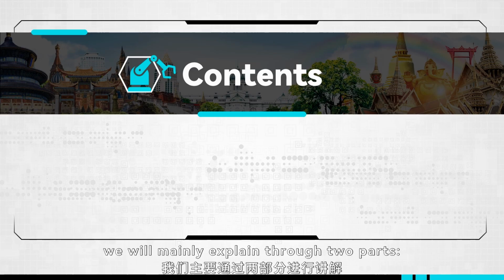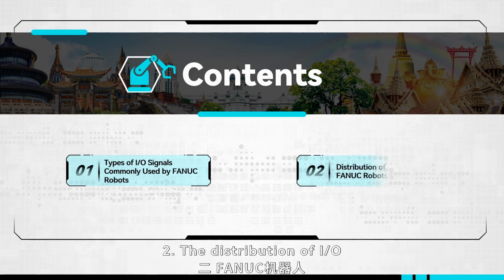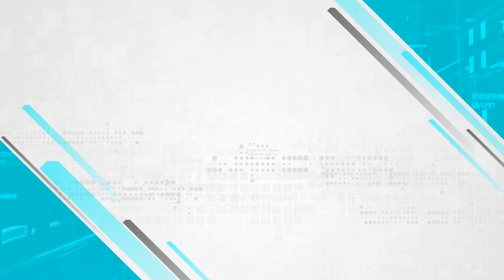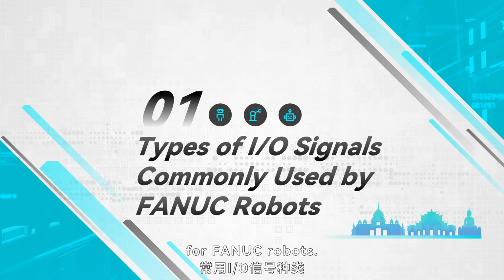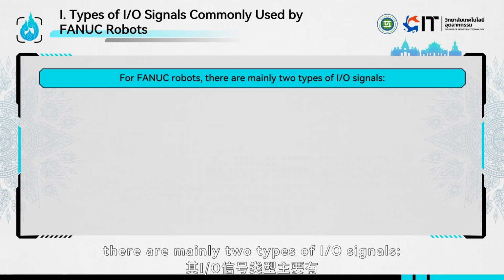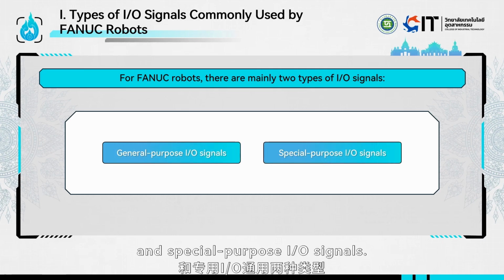In this lesson, we will mainly explain through two parts. 1. The types of I/O signals commonly used by FANUC robots. 2. The distribution of I/O for FANUC robots. Let's first learn about the common types of I/O signals for FANUC robots. For FANUC robots, there are mainly two types of I/O signals: general-purpose I/O signals and special-purpose I/O signals.